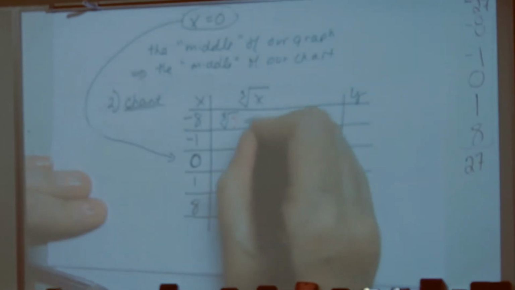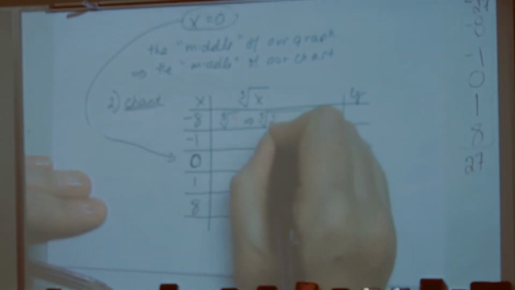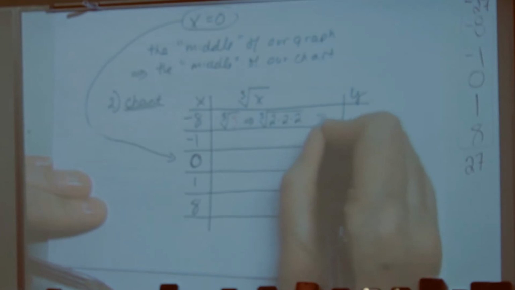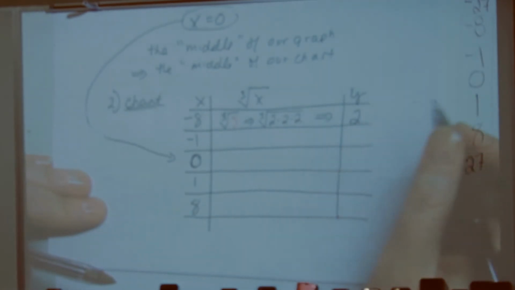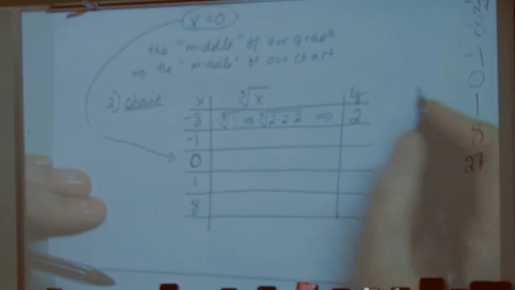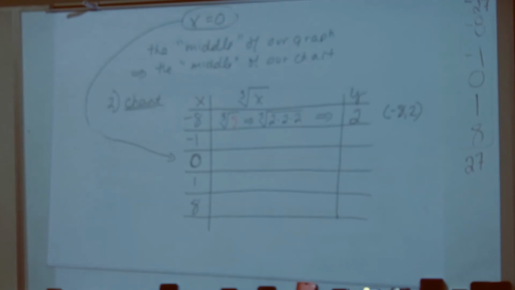And in case you forgot, 8 is 2 times 2 times 2. Do I have 3 of a kind? Yep, my answer is 2. Right? So this gives me the point -8, 2 on the graph.